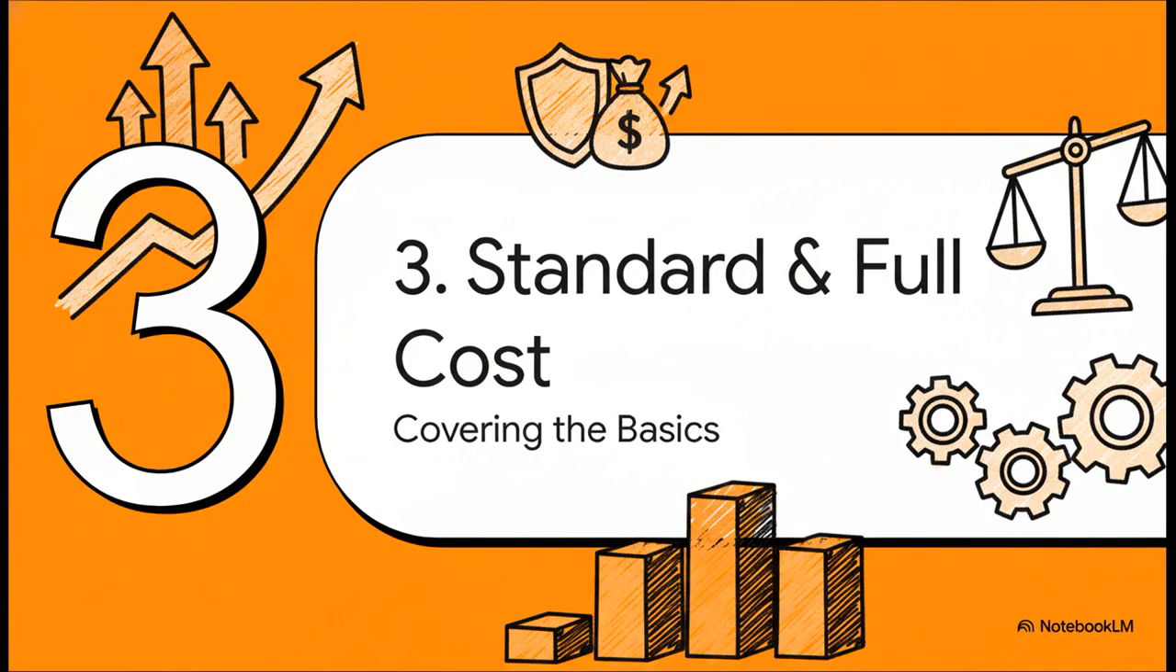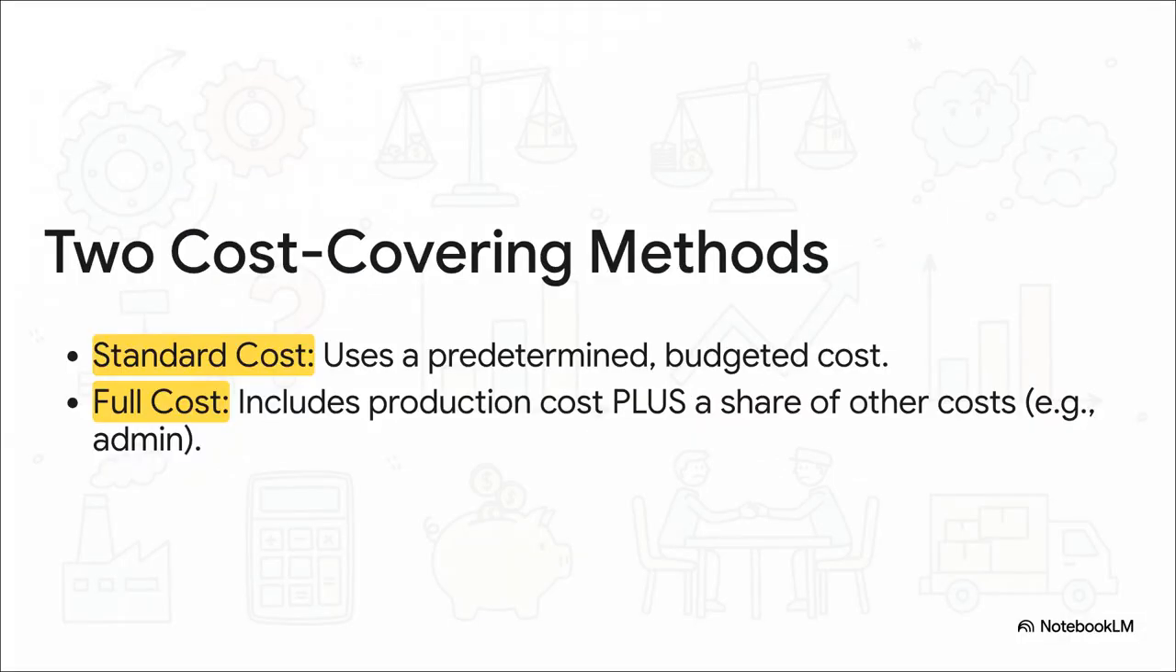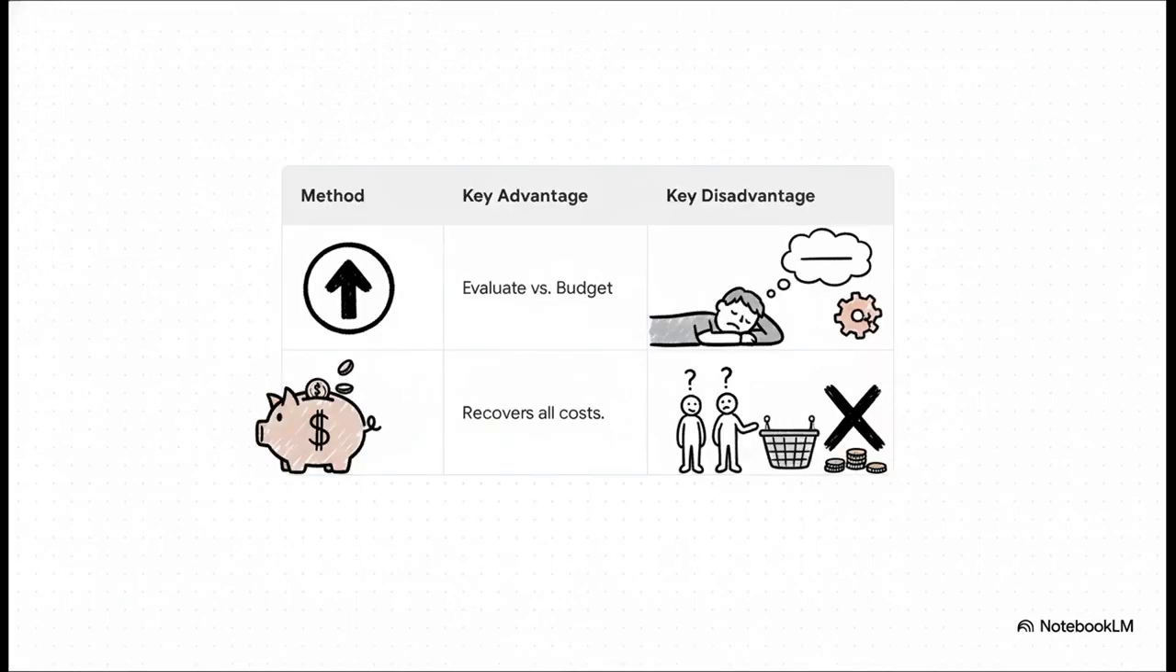All right, to fix the big problems we just saw with variable costing, let's look at 2 methods that try to cover more of the supplier's costs. We're talking about standard cost and full cost. So, standard costing sets the price based on a budget that's decided beforehand, which is great for evaluating performance. Full costing, on the other hand, goes a step further. It includes all production costs plus a little slice of non-production overheads just to make sure the supplying division at least breaks even. You can see the subtle differences here.